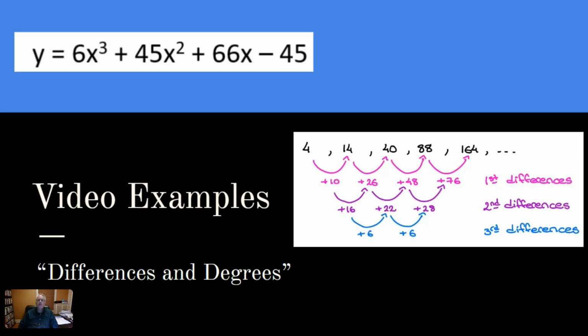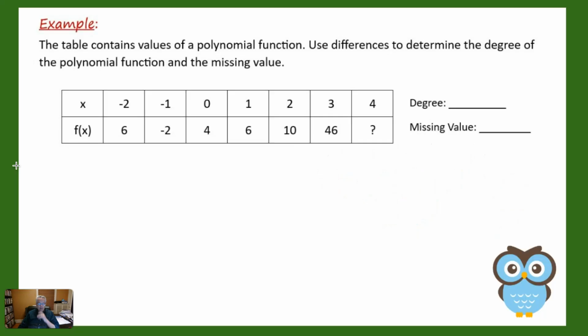Hi, this is Mr. Miller, and this video is about polynomial differences and degrees. What we want to learn how to do is to tell the degree of a polynomial function from a table of values. And we're going to use differences to do this. We also want to use our work to predict future values of the function.